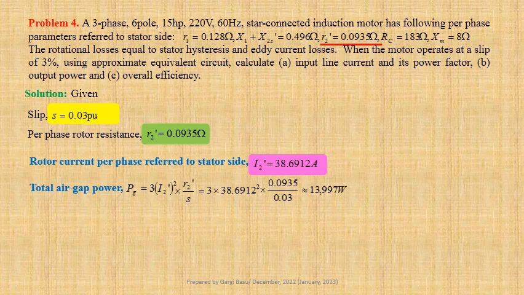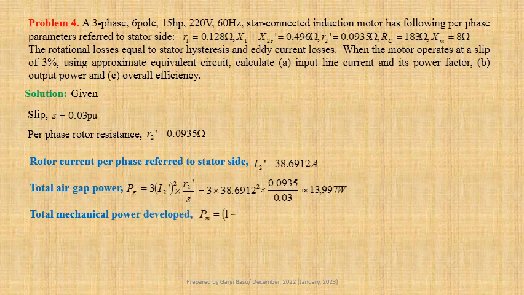13,997 watts. Let us now calculate total mechanical power developed. Pm equals 1 minus S times Pg. Using values, we get 1 minus 0.03 into 13,997, which is approximately equal to 13,577 watts.